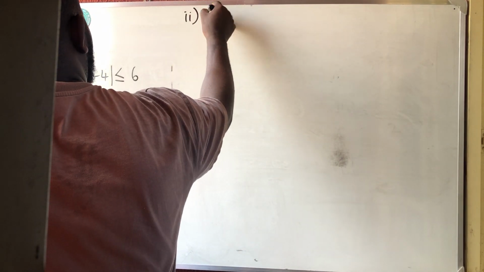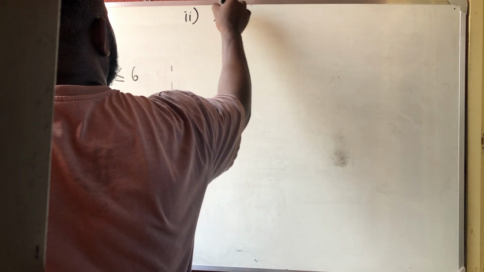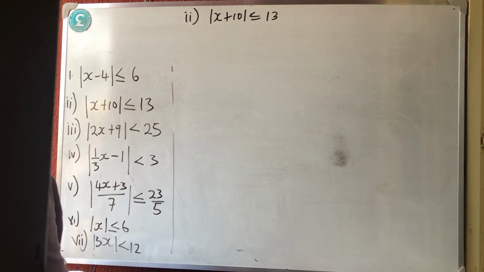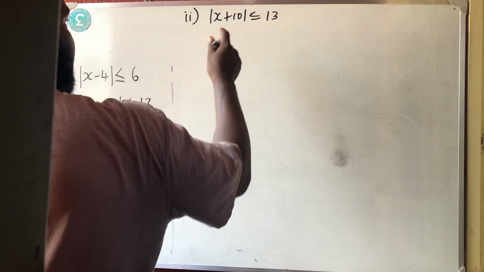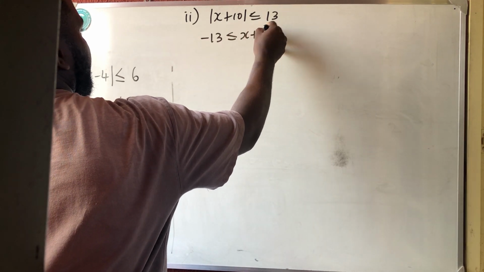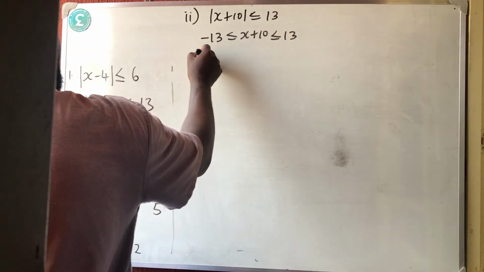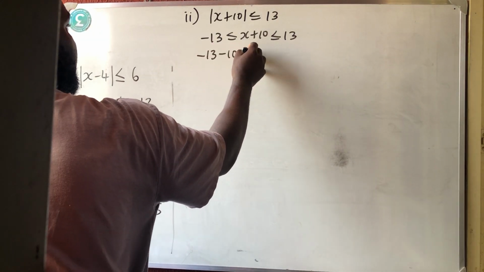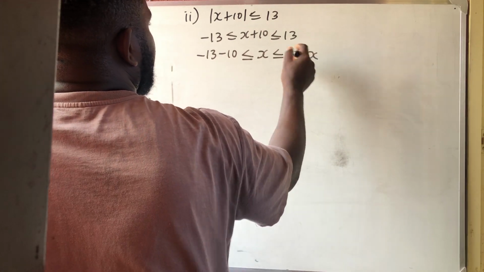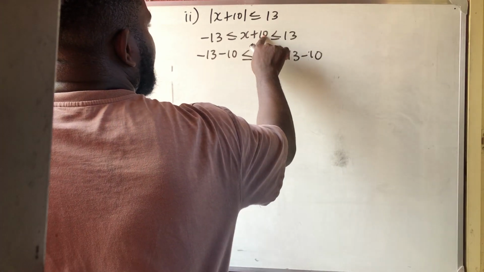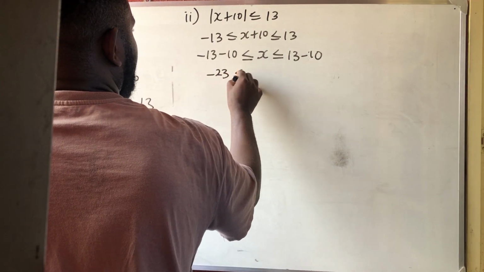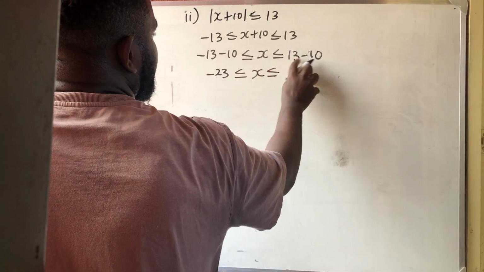So the next one is what? We have that x plus 10 is less than or equal to 13. To remove the absolute value, I'm having minus 13 is less than or equal to x plus 10, which is less than or equal to 13. So collecting, I'm having minus 13 minus 10 is less than or equal to x, which is less than or equal to 13 minus 10. This one will go here and equally go here. So this and this will give you minus 23 is less than or equal to x, which is less than or equal to 3.